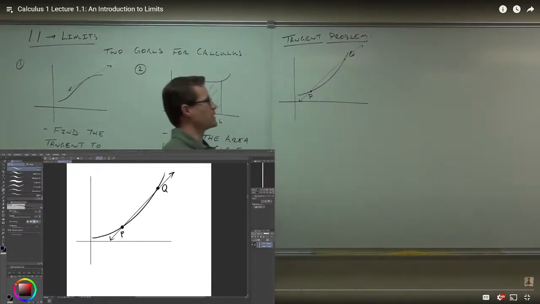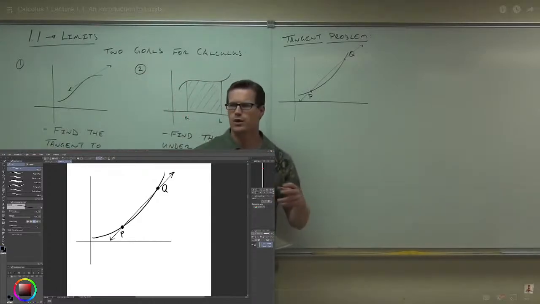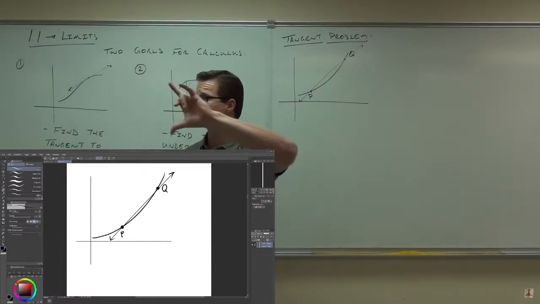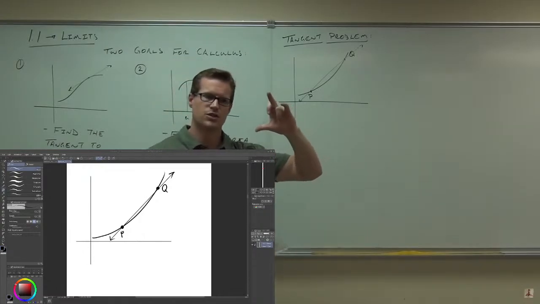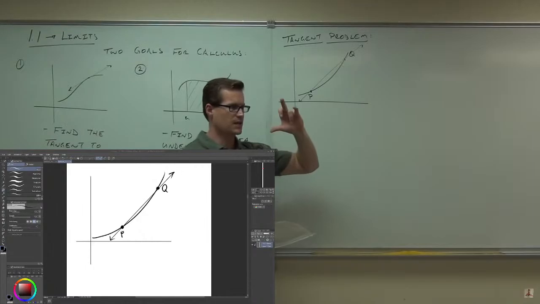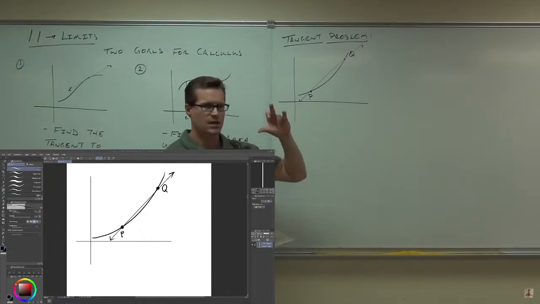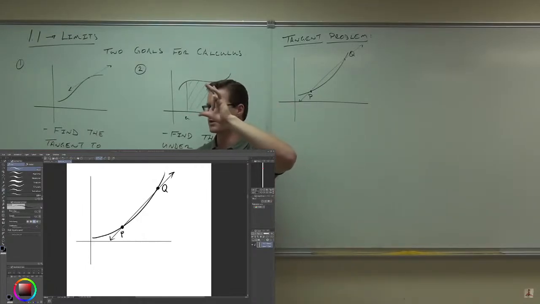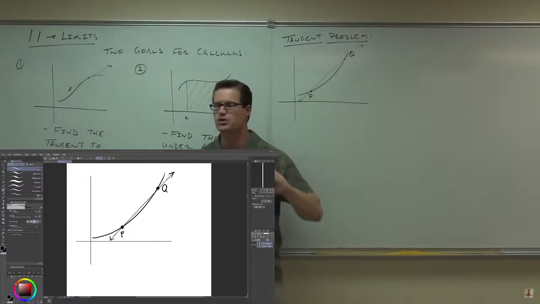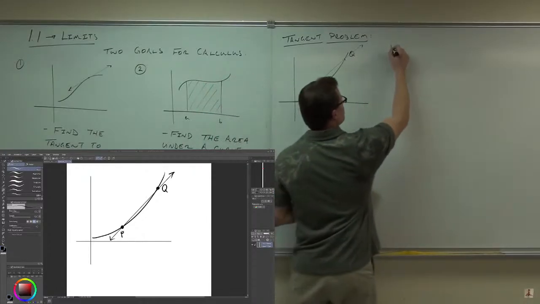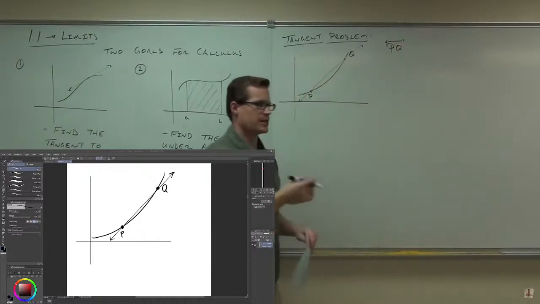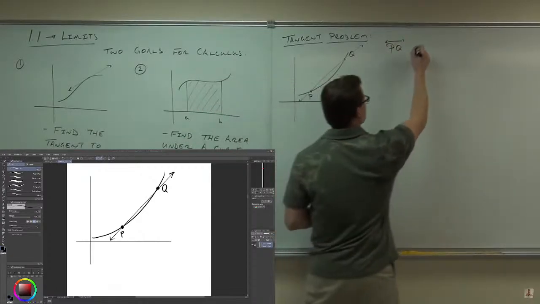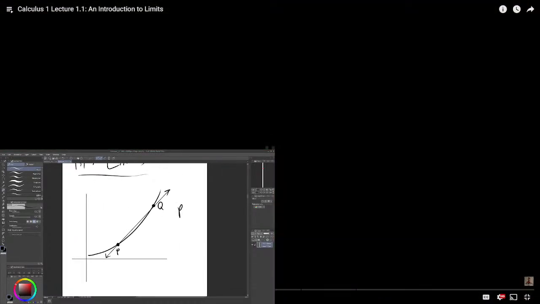If I connect those two things, do you remember what it's called when you connect 2 points together? It's not a tangent, it's a secant line. If you've had some geometry, a secant connects 2 points, usually on a circle, but of any function. So we would say that PQ is a secant line. It touches 2 points of this curve. Secant line.